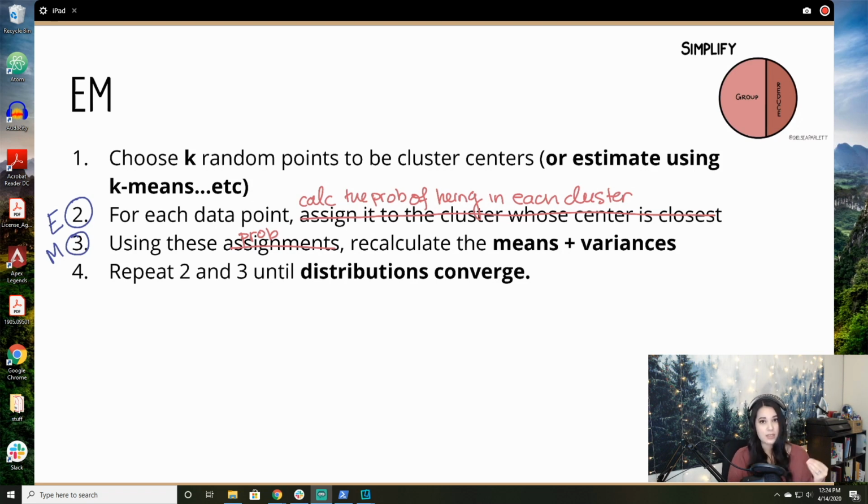And like K-means, we're going to stop once our clusters or our distributions aren't changing very much. So hopefully you can see how K-means is very similar to this. Expectation maximization is a little more complicated, but it has a lot of the same structure.